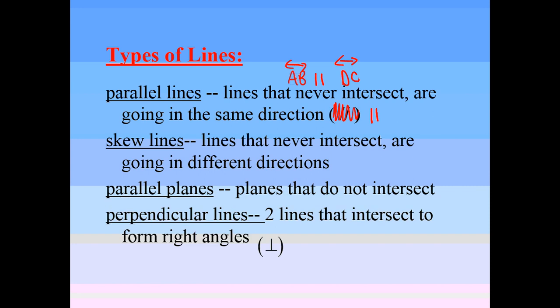Perpendicular lines are two lines that intersect to form a right angle. The symbol for perpendicular lines is just this upside down T. So again, I could say line AB, and this time it's going to be perpendicular to line WX. So that means that those two lines would somehow intersect to form a 90-degree angle.